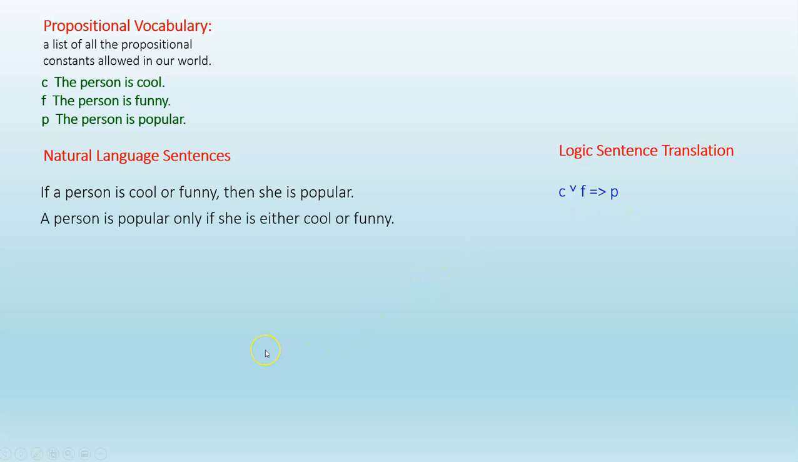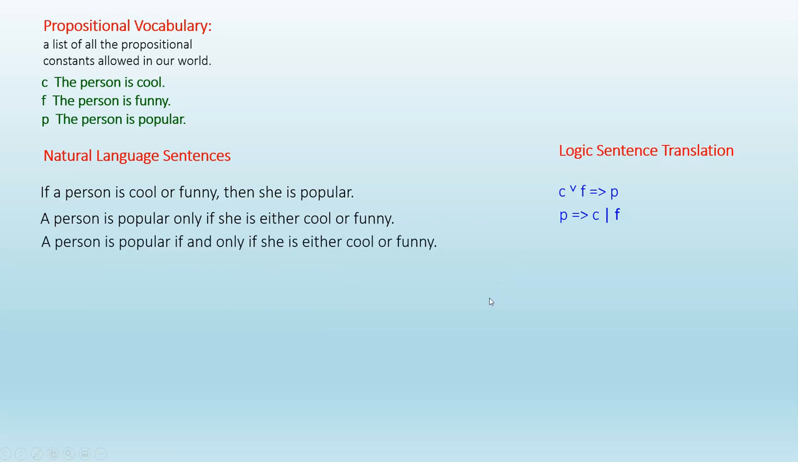A person is popular only if she is cool or funny. Well, the only if means that we start, a person is popular only if, so popular comes before the only if, that means it is the antecedent, and either cool or funny is the consequent. And so when you see that written in English like that, that's how you translate it.